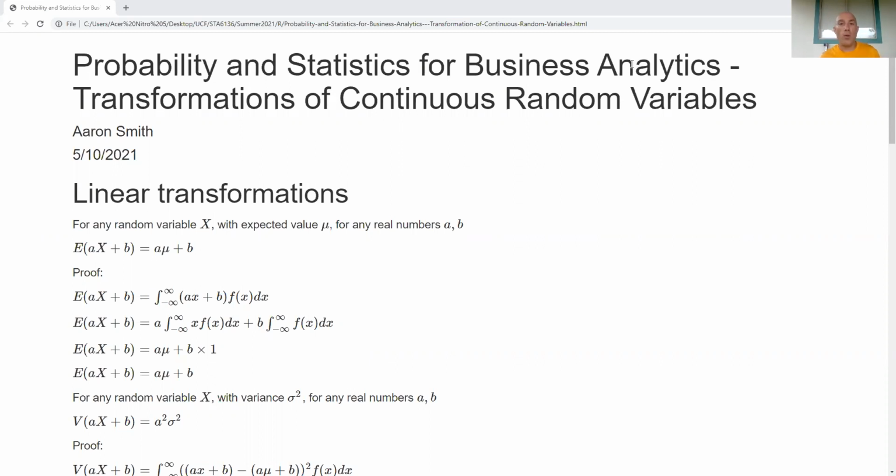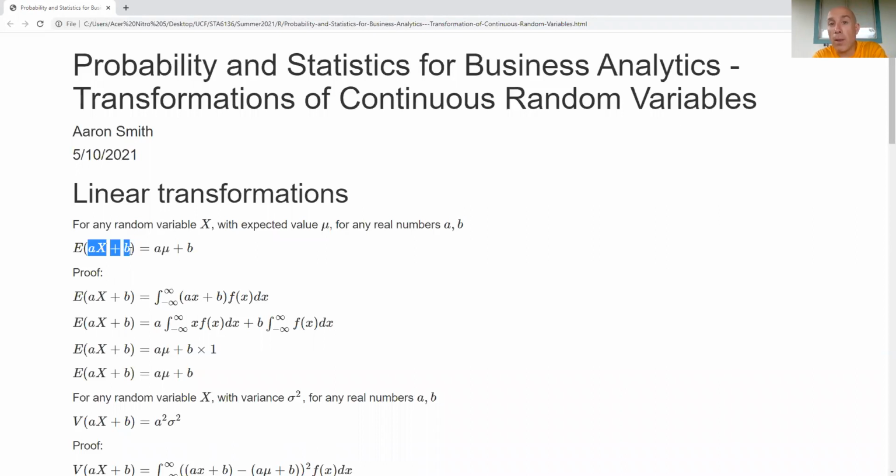When I do this, I need to proceed using some mathematics, specifically some calculus. Some chain rule, or some U substitution, depending on how you want to look at it, is going to be super important for this. The first one we want to talk about is linear transformations. A linear transformation is where I take my random variable and replace it with something times a random variable plus a constant.